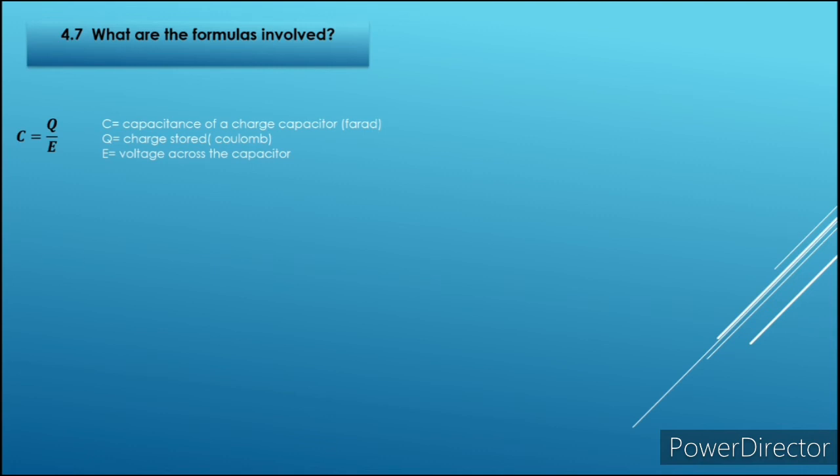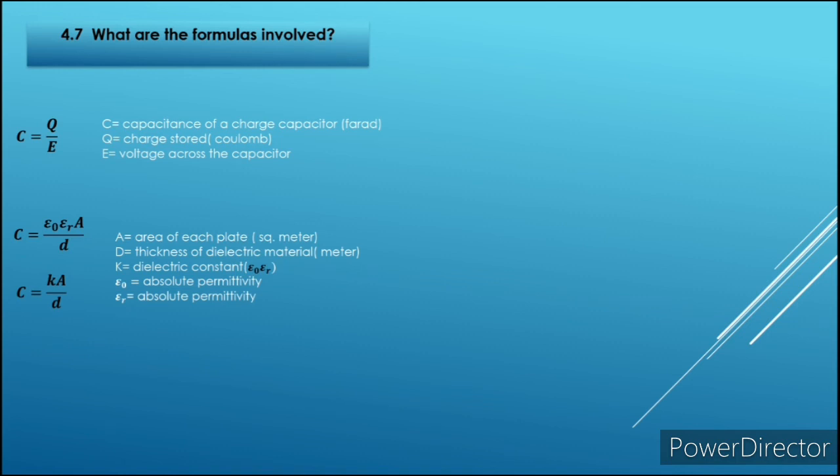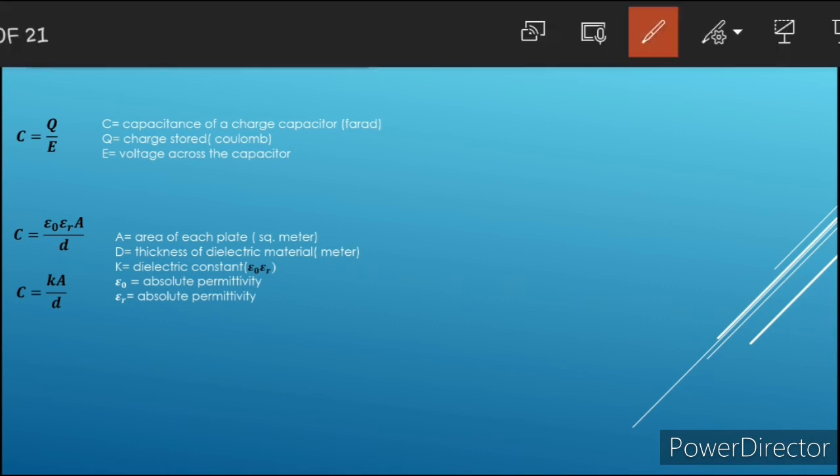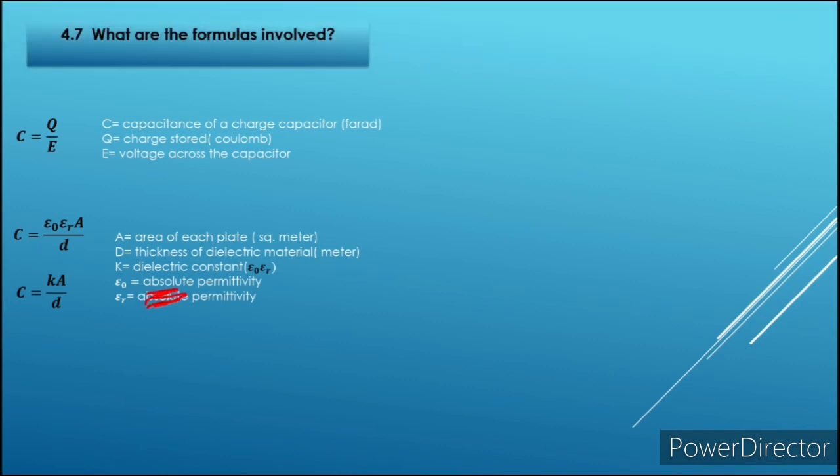And another formula, C is equal to absolute permittivity times relative permittivity times area over the thickness of dielectric material. And the other one is C is equal to dielectric constant times area over the thickness of dielectric material, where A is the area of each plate, unit is in square meter. D is the thickness of dielectric material, unit is in meter. And K is the dielectric constant, or relative permittivity. Sorry for that.